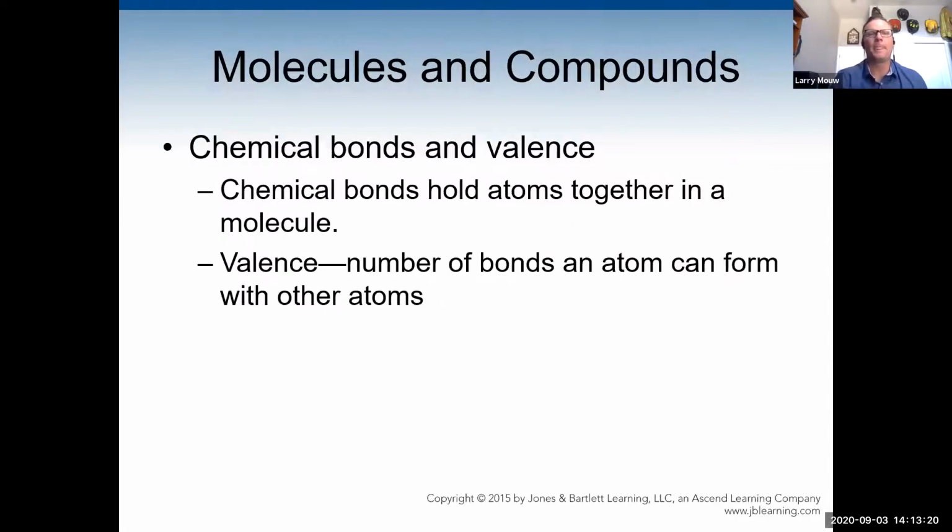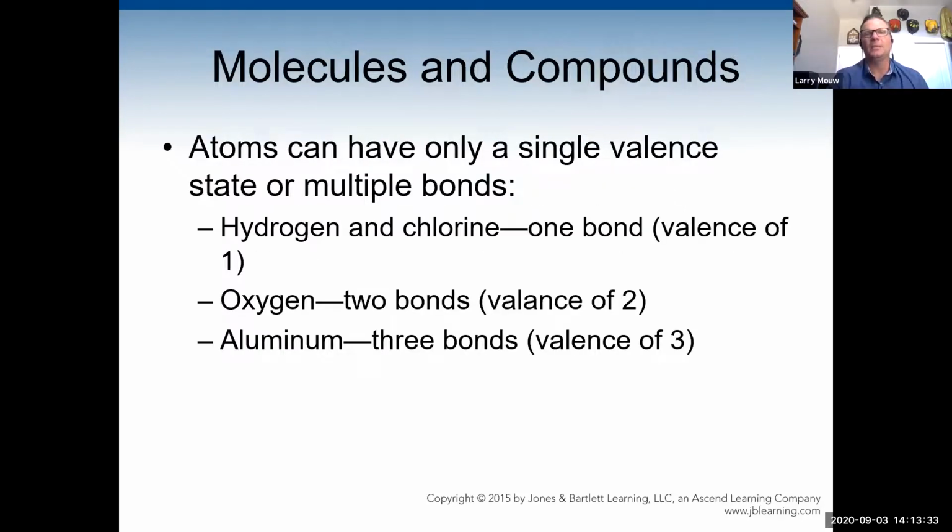Chemical bonds and valence. Chemical bonds hold atoms together to form a molecule. The valence is the number of bonds an atom can form with other atoms. Atoms can have only a single valence state or multiple bonds. So hydrogen and chlorine, they have one bond. Oxygen has two bonds when it bonds together, has a valence of 2. Aluminum has 3 bonds, so it has a valence of 3. So these number of bonds or multiple bonds determines the valence of the atom.